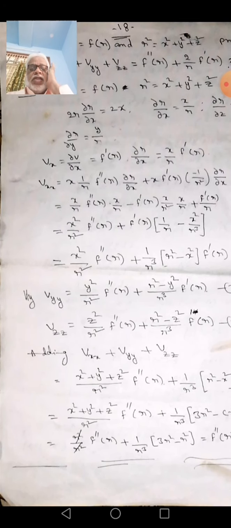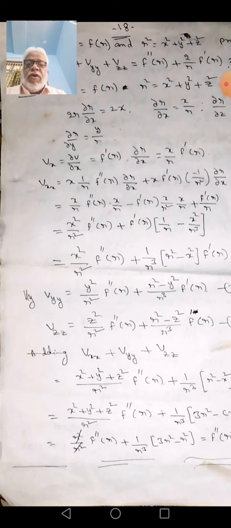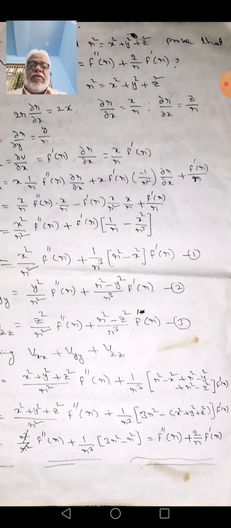What is vzz? Vzz is z square by r square f double dash r plus r square minus z square by r cube f dash r. That is the third equation.